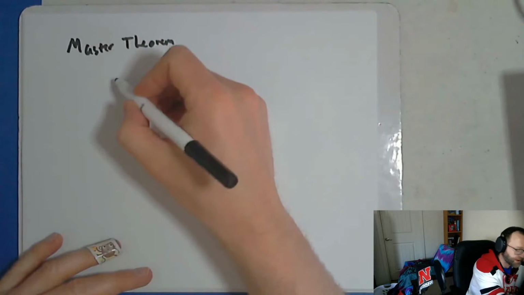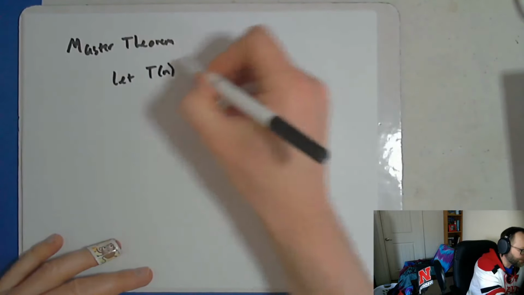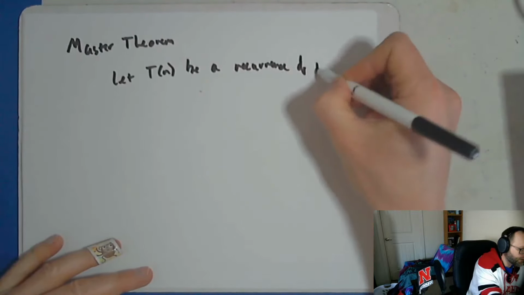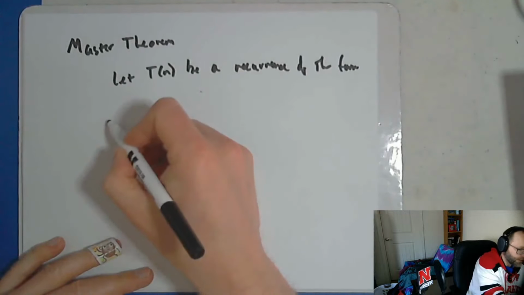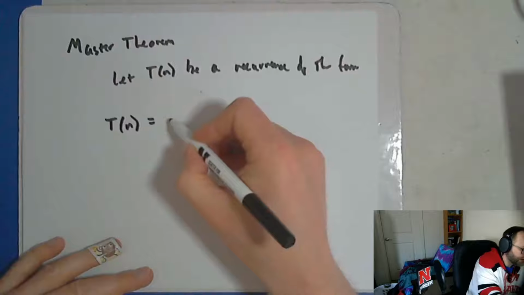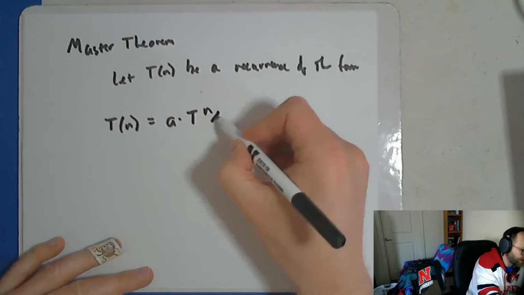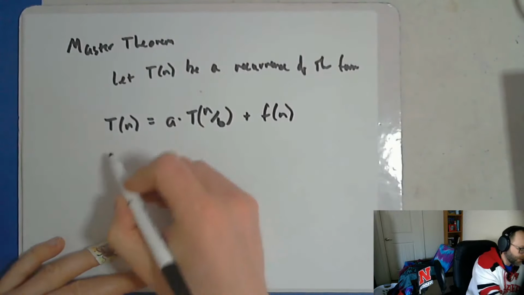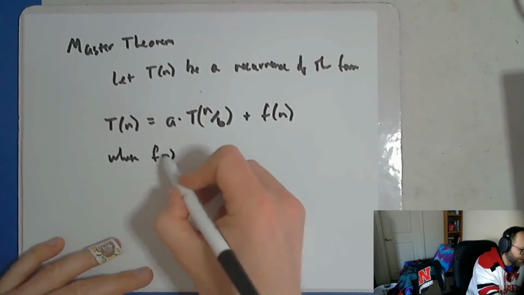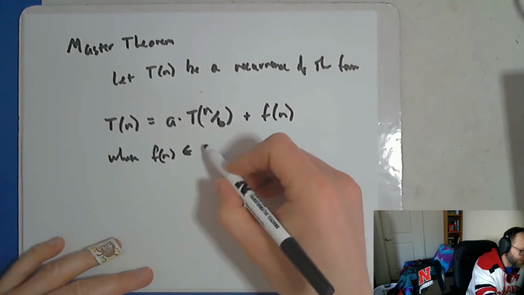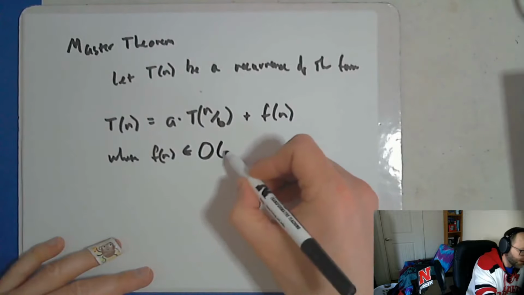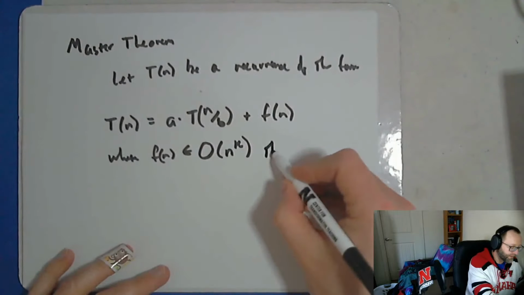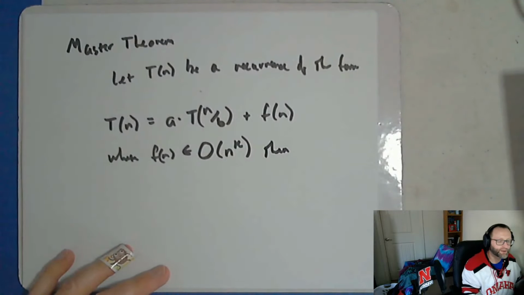But basically, it says let T sub n be a recurrence of the form T sub n is A times T of n divided by B plus some f of n, right? Where f of n is usually bounded by a polynomial function, order n to the k. Okay. Then what the master theorem tells us is we don't have to unroll this.